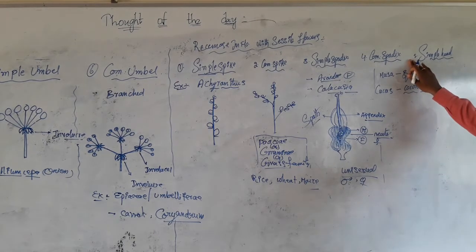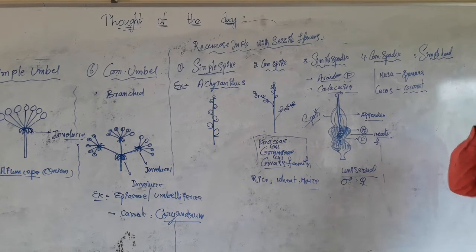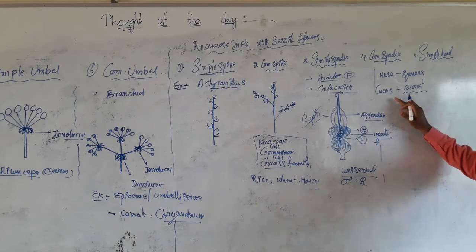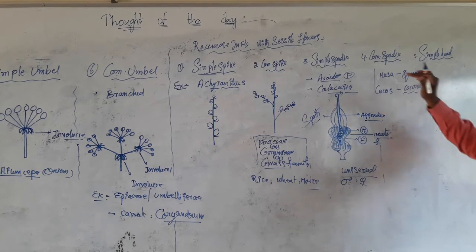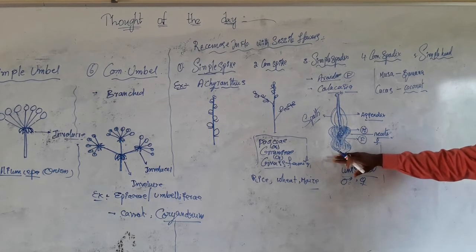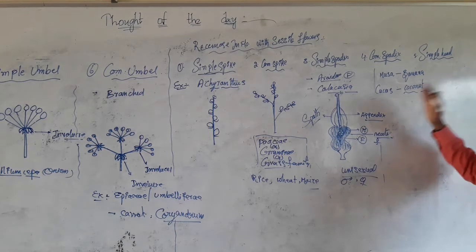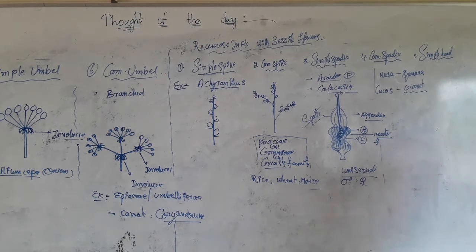కాంపౌండ్ స్పాడిక్స్ ఇన్ఫ్లోరసెన్స్, in this compound spadix inflorescence, peduncle is branched. ఓకే, and every branch also contains a number of female flowers and male flowers in acropetal order. All the flowers are bracteate and sessile like this. Here peduncle is unbranched fleshy, but here pedicel is branched. Every branch also consists of some sessile bracteate flowers in acropetal order.